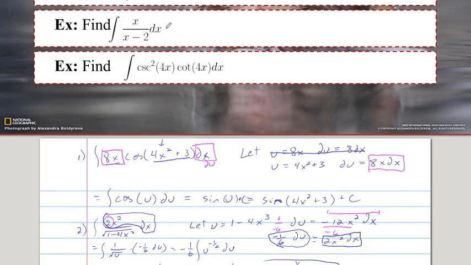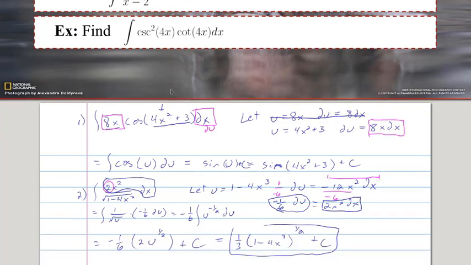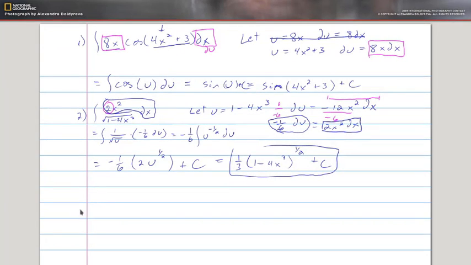Okay, so let's now try this one. This one's a little more interesting, although it doesn't look too interesting. It looks fairly simple. But if I try to integrate this with a u substitution, so we are integrating x over x minus 2 dx. Well, what should we try for our u?